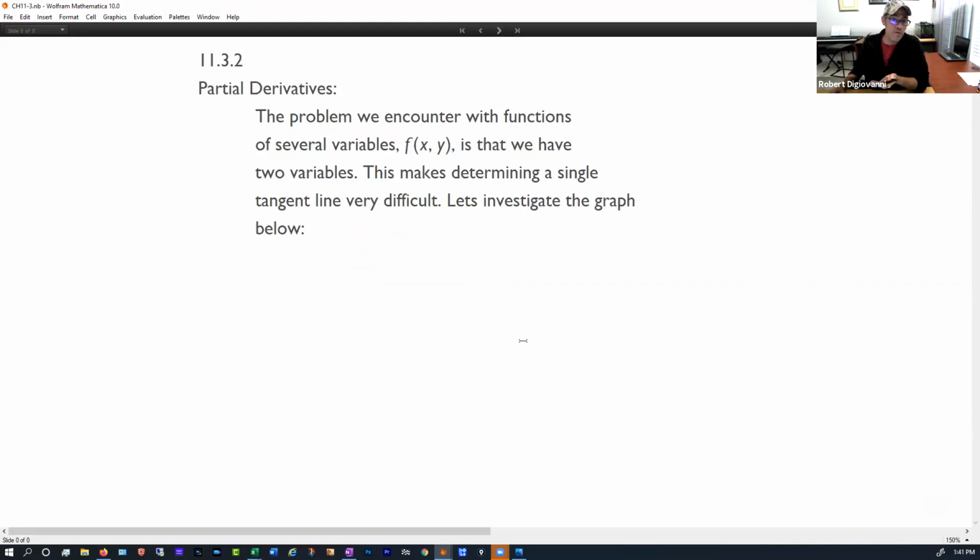So for us, the issue we have is that we have functions of 2 variables, which create surfaces, right? And when you talk about a surface, is it even possible to talk about a tangent line? So I'm going to show you a surface now.